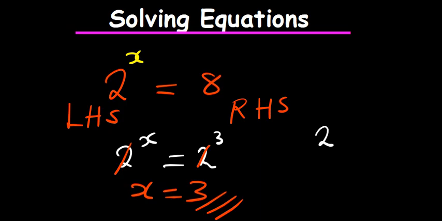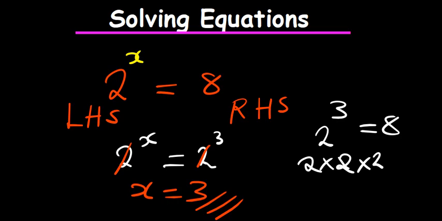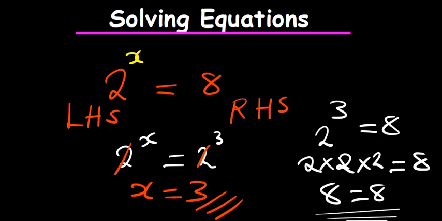If I say 2, where there's the x here, I put a 3, is it really going to give me an 8? 2 to the power 3 just means 2 times 2 times 2. Is 2 times 2 times 2 equal to 8? 2 times 2 is 4, and 4 multiplied by 2 is 8. So basically you're going to have 8 is equals to 8. Every time you see something like this in the exam, you're very sure that that is the correct answer. So basically that's how we solve.